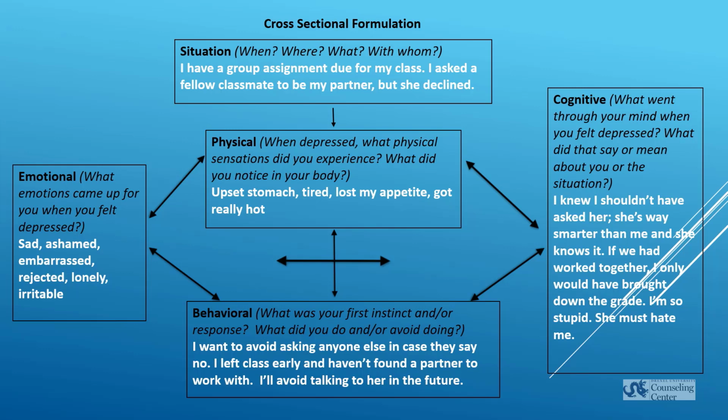Now, next we'll look at the emotions. So what emotions came up for you when you felt depressed? And when we say emotions, we're looking for a one-word response here. So you'll see a list of a whole variety of different emotions. So feeling sad, feeling ashamed, embarrassed, rejected, lonely, irritable. Again, we can connect this back to some of the different thoughts we're having. Feeling sad can relate to this idea of I only would have brought down the grade if she had agreed. Same goes with feeling ashamed. This idea of I'm so stupid can lead us to feel really ashamed. Might also feel embarrassed when thinking I knew I shouldn't have asked her.